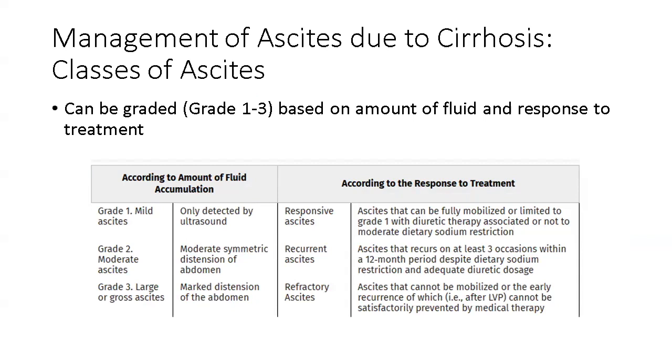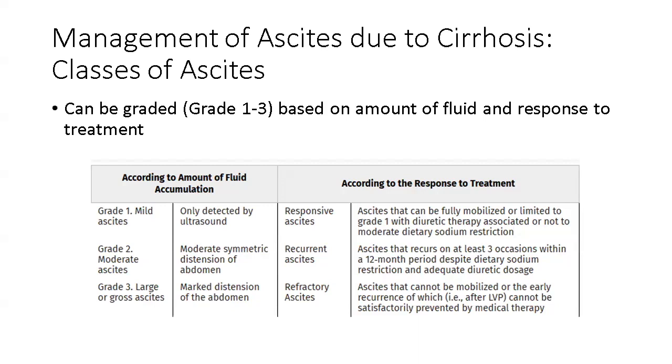So ascites can be graded based on the amount of fluid that's there and then the recommended treatment and response to treatment. There are 3 different grades. Grade 1 is mild ascites. It's only detected by ultrasound. You may not need to do anything, no specific recommendation. They may need moderate dietary sodium restriction, and then may need a diuretic.